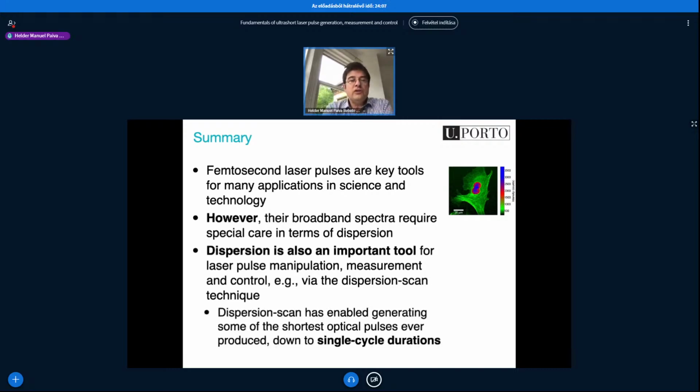And finally, I showed you how dispersion scan has enabled you to generate some of the shortest optical pulses ever produced, down to true single cycle durations. So a light pulse which is just a single oscillation of light.